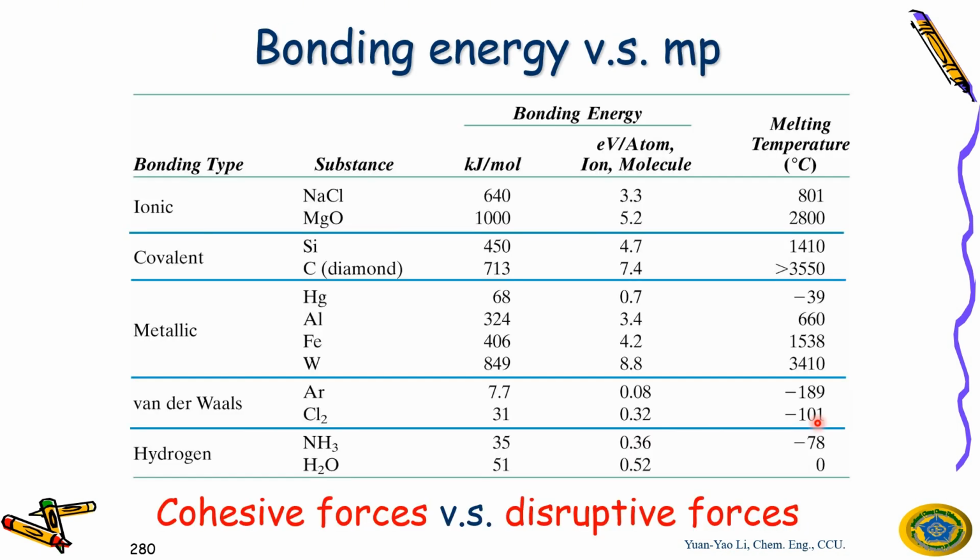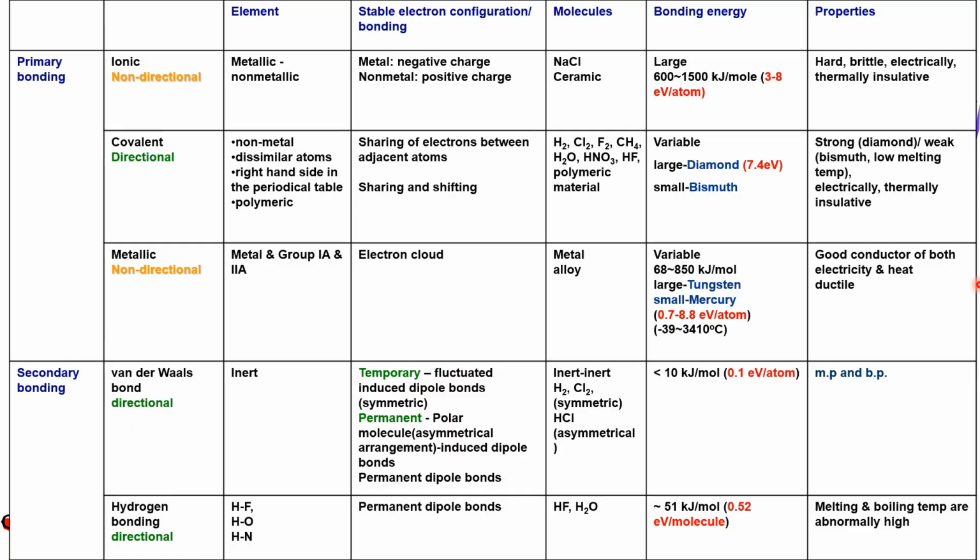Okay. This is bonding energy against the melting point here. Just so that you know, covalent bond, magnetic bond, something like this. Finally, I want to show you this important table. This is the primary bonding involving ionic bond, covalent bond, and magnetic bond. And this is secondary bonding.